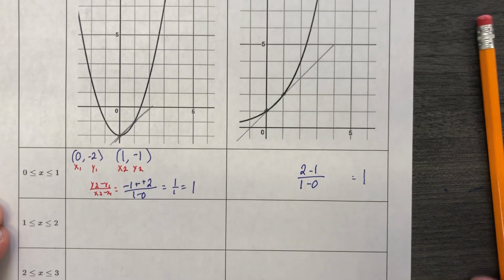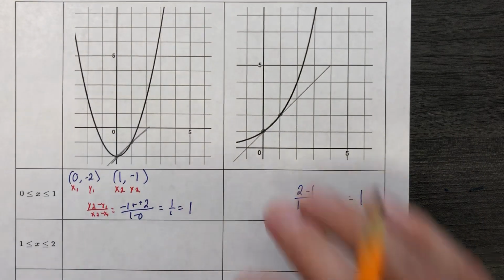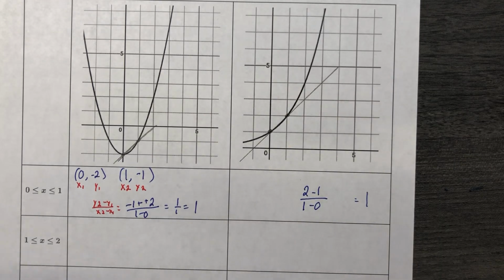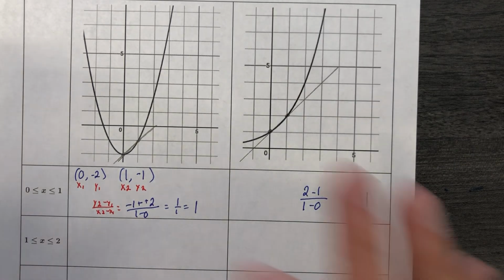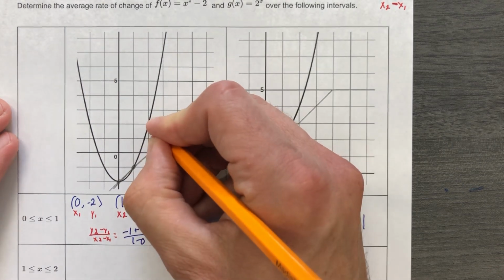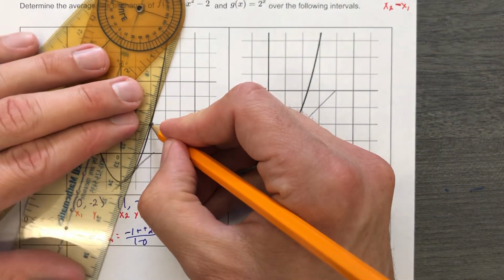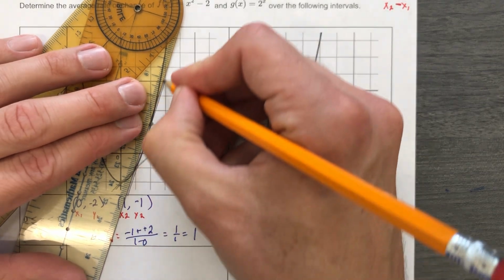What we're going to do now is find the slope from an x value of 1 to an x value of 2 for the parabola and for the exponential. We're going to see where this is really going in terms of steepness over intervals. So from 1 to 2, let's find that slope there. Let's see, from 1 to 2. That's it right there. I want to know the slope of that line.